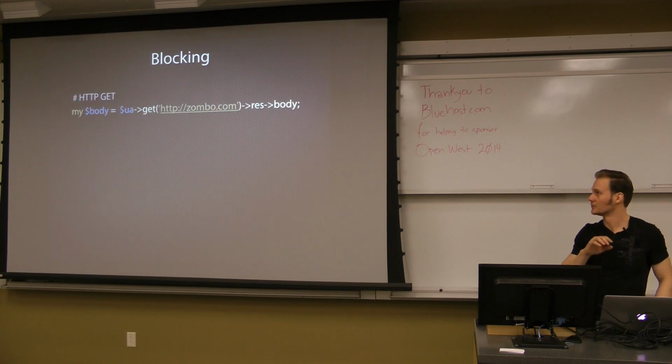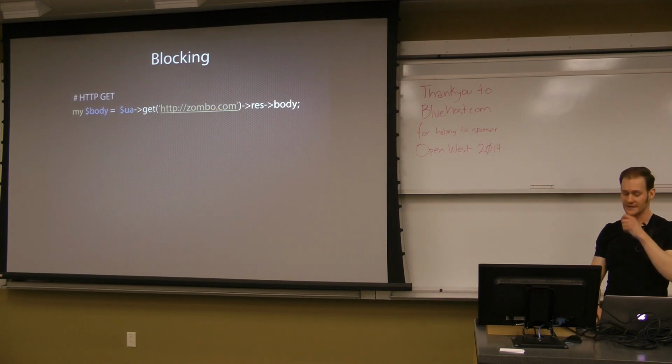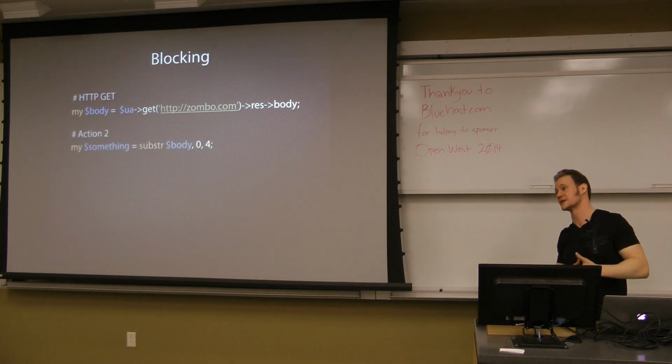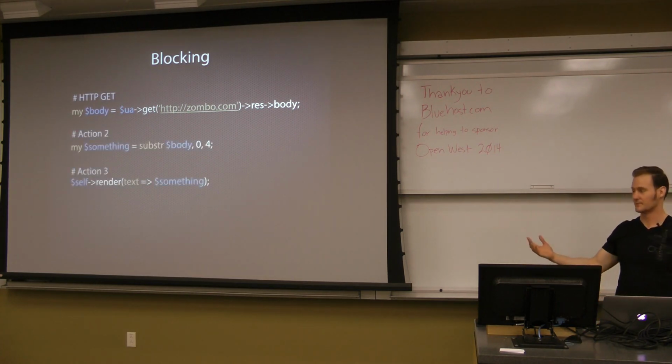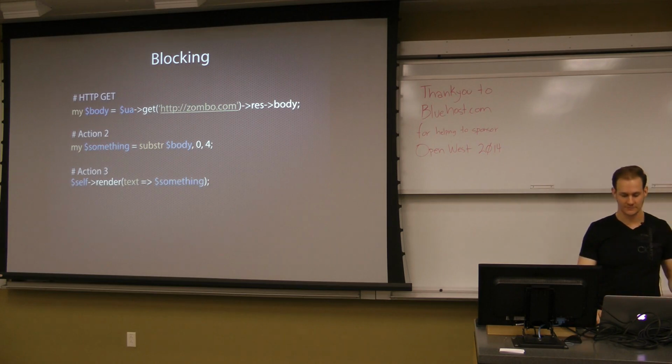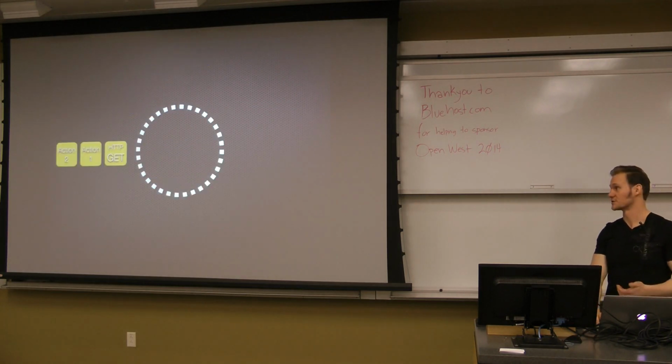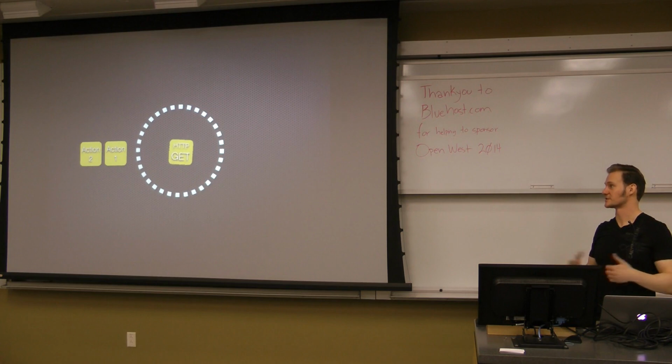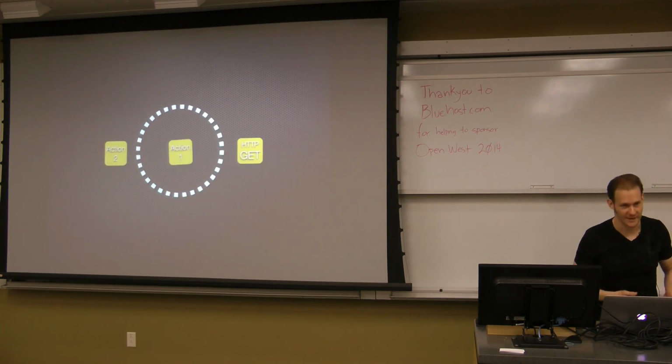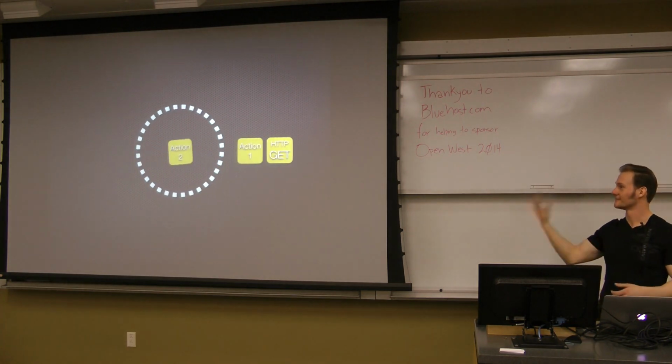Normally, your blocking call is like this. We do a get, we assign it to a body, we do something with that body, and then maybe we'll render that text. And this is what we saw before. Puts it into the event loop, has to wait 2 seconds for each thing to go.